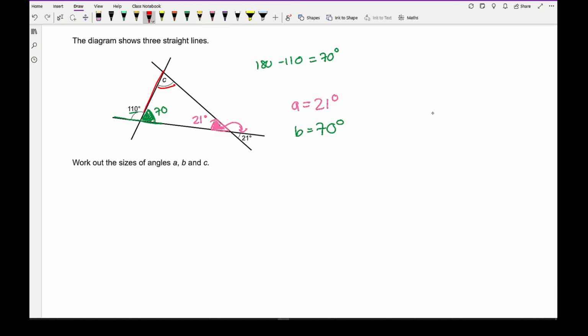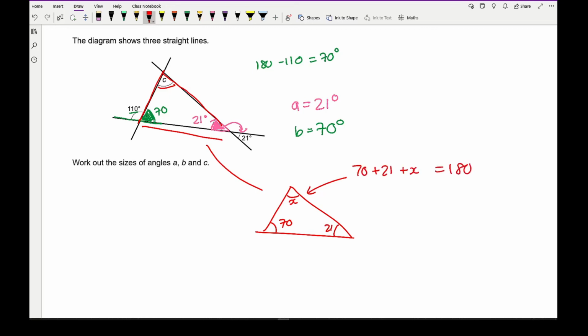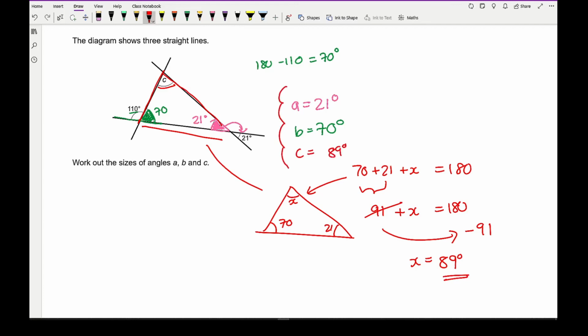Now angle C is part of a triangle. So if I take that triangle out of the diagram, like so, this angle here is 70, this is 21, and this is the missing angle that I need to find. All those three angles need to add up to give you 180. So 70 plus 21 plus x adds up to 180. If I add these together, I get 91 plus x equals 180. Take that 91 over to the other side by subtracting it. So x equals 89 degrees, and there is my final answer. Or should I say C equals 89 degrees rather. And so there are my final answers.